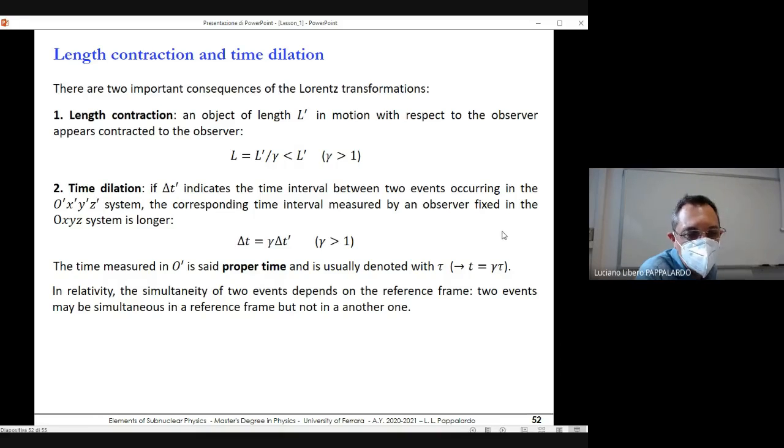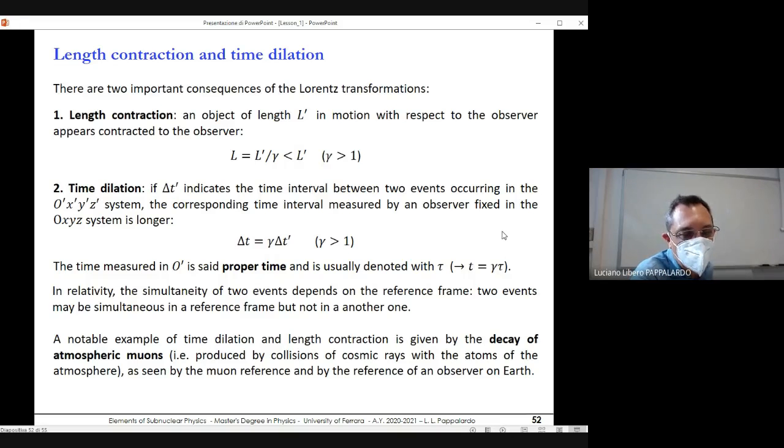In relativity, the simultaneity of two events depends on the reference frames, in the sense that two events may be simultaneous in one reference frame, but not in another one. And this we will see even better later on with the light cone.